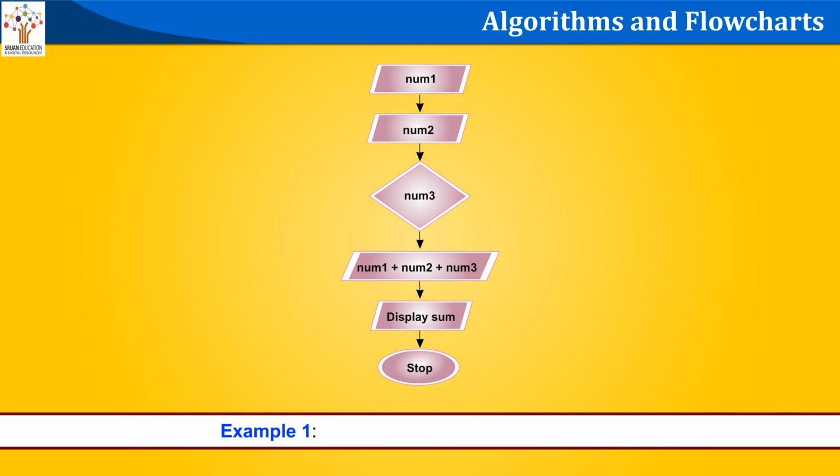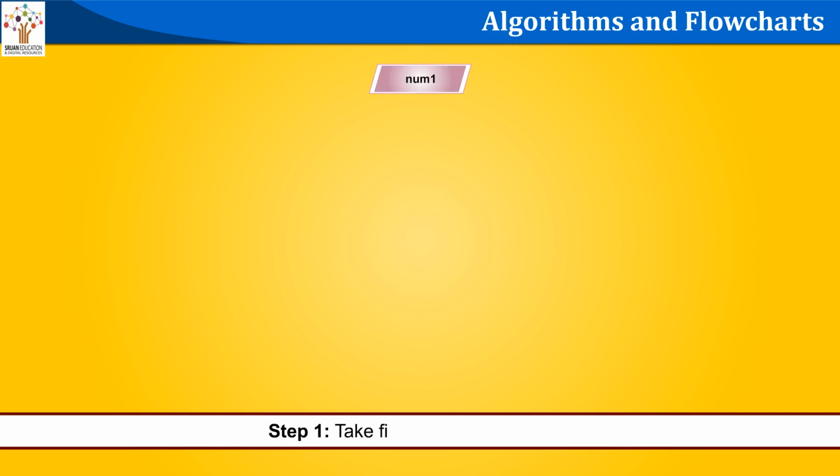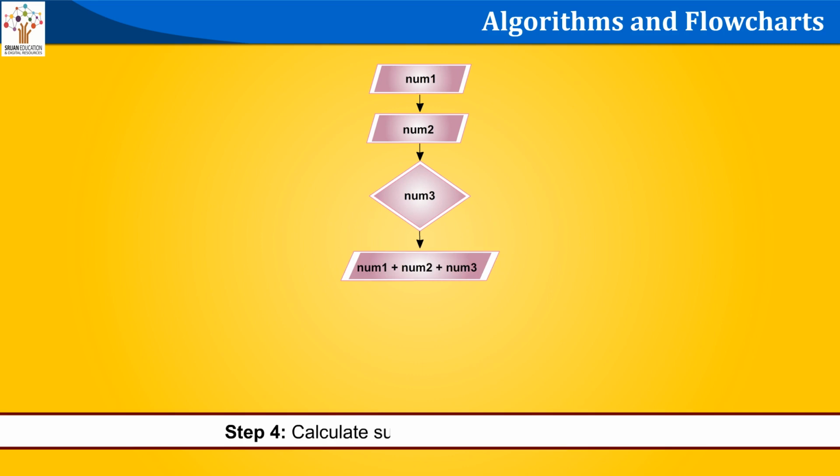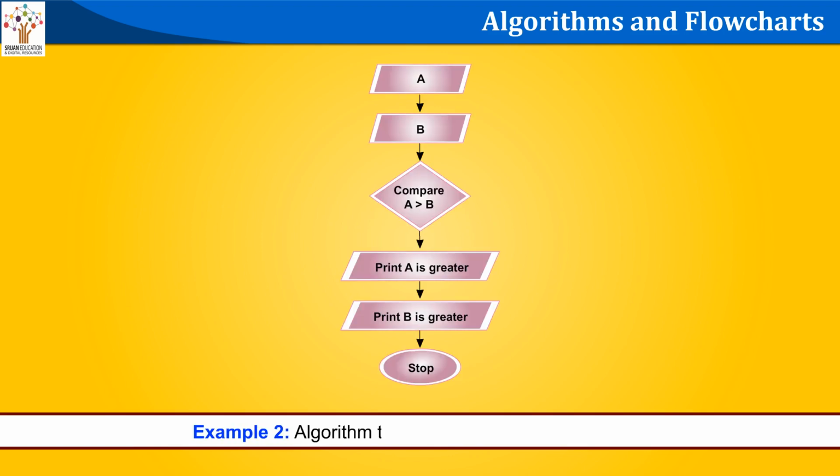Example 1. Algorithm to add any three numbers. Step 1. Take first number, that is number 1. Step 2. Take second number, that is number 2. Step 3. Take third number, that is number 3. Step 4. Calculate sum equal to number 1 plus number 2 plus number 3. Step 5. Display sum. Step 6. Stop.